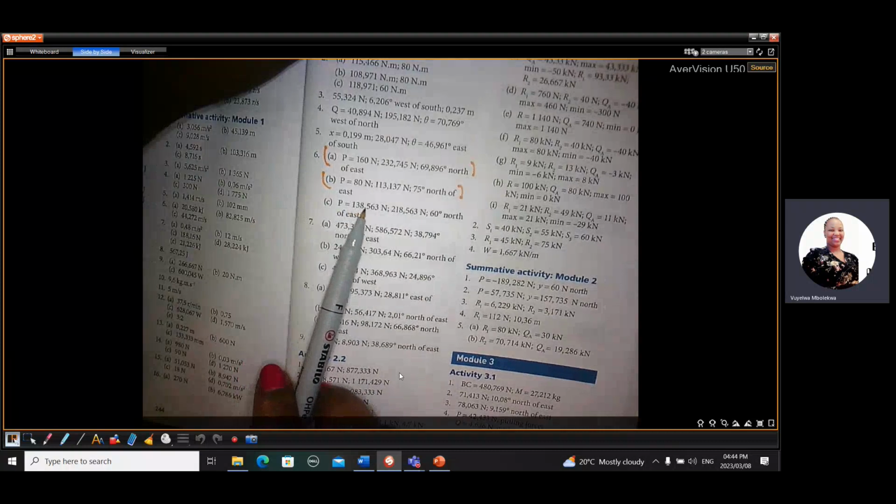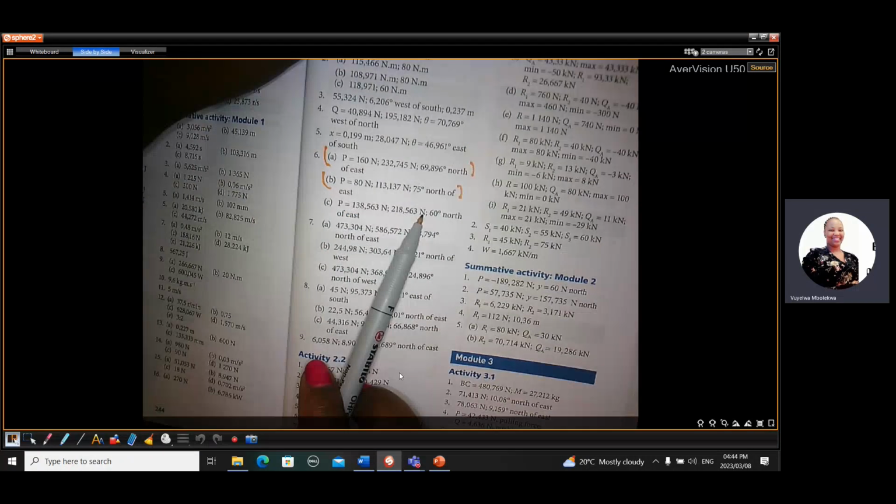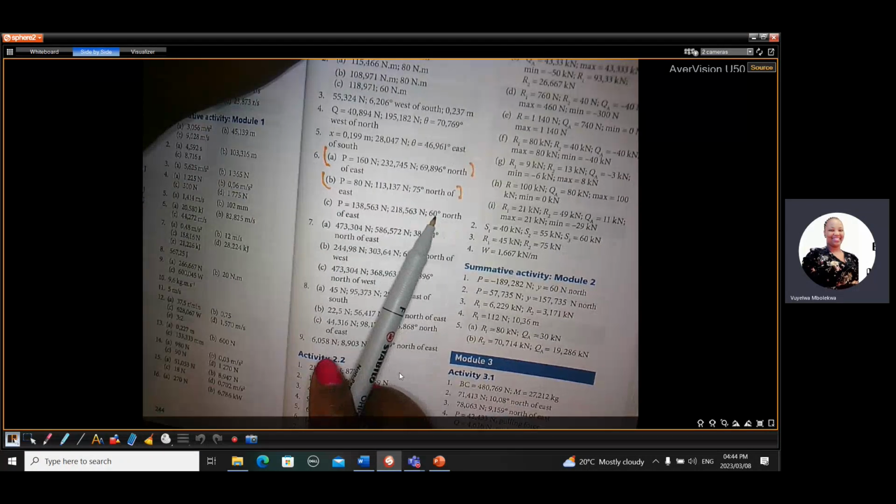So the answer for C must be 138 for B, 218 for the reaction force, and 60 degrees.